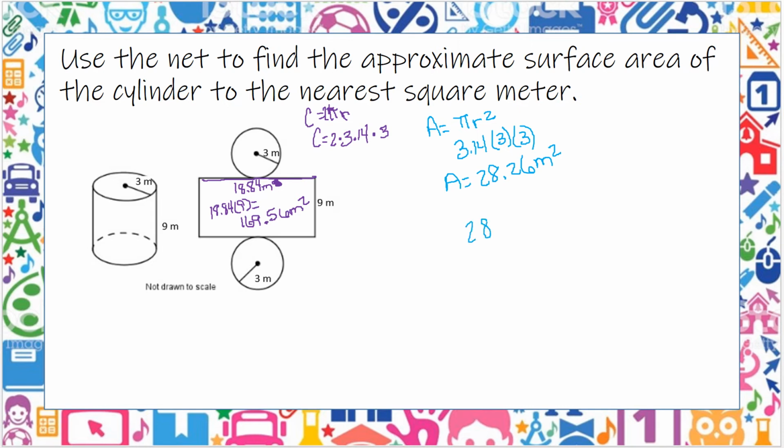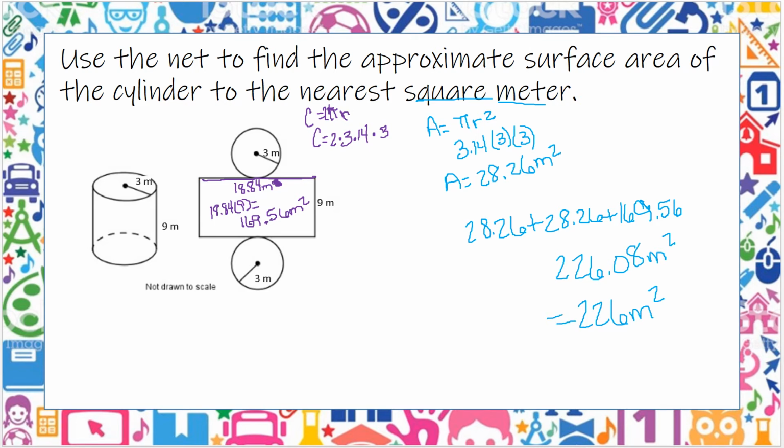So I'm going to add 28.26 plus 28.26 plus the area of our rectangle there, that's 169.56. And I do get 226.08 meters squared, and it would like it to the nearest square meter. So 226 meters squared, and that is the surface area.